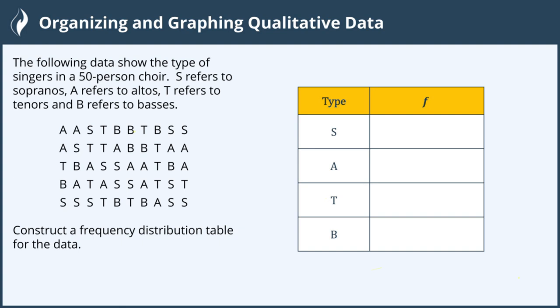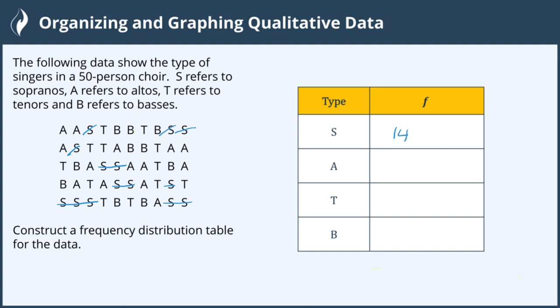So what I like to do, because there are so many observations, is cross them off as I'm counting them. So I have 1, 2, 3, 4, 5, 6, 7, 8, 9, 10, 11, 12, 13, 14 sopranos.